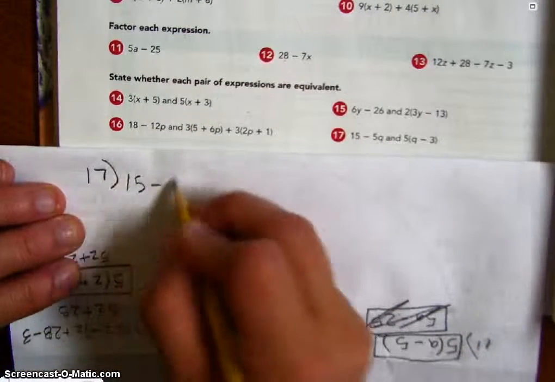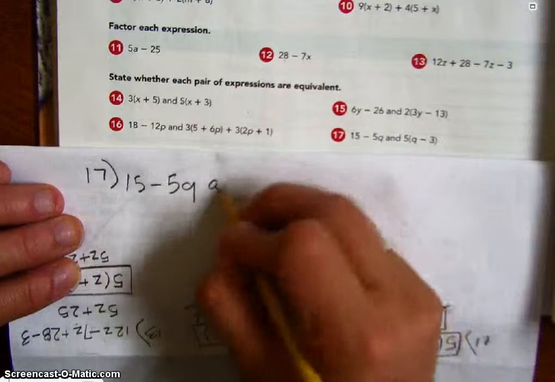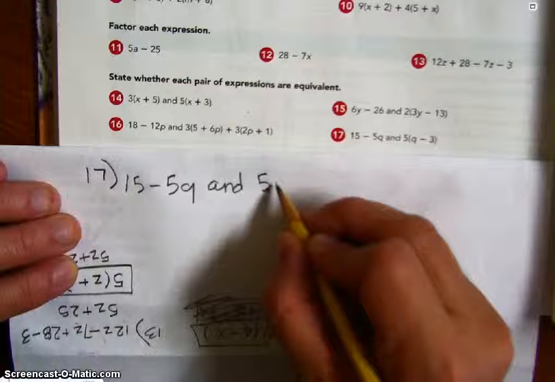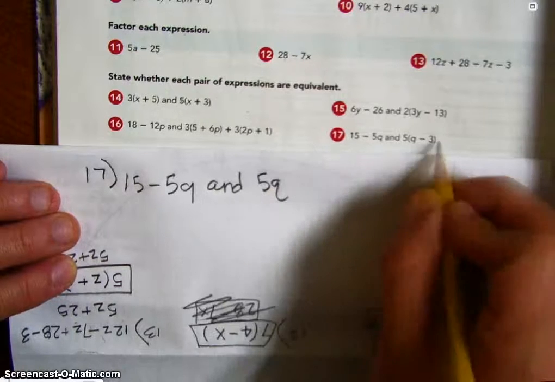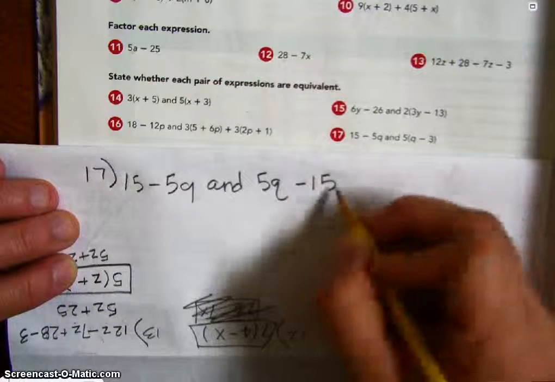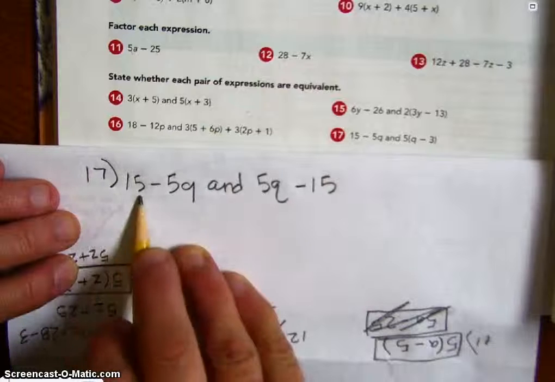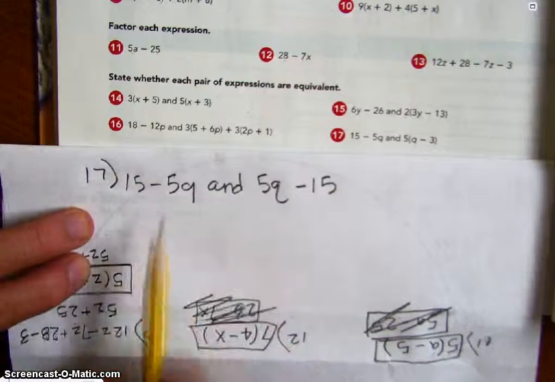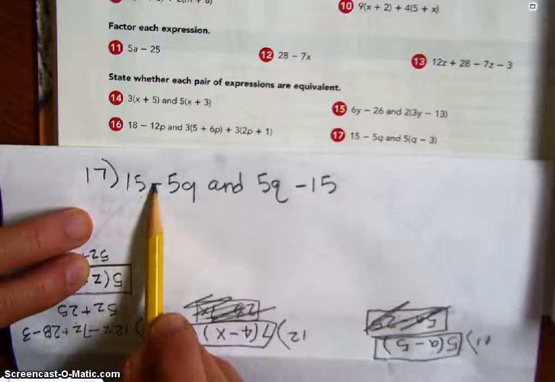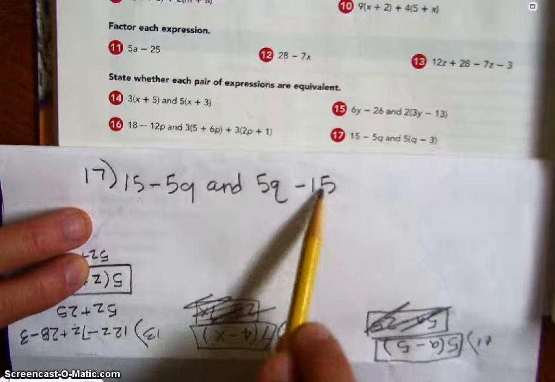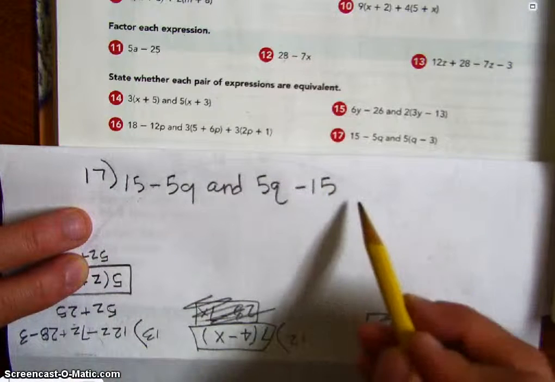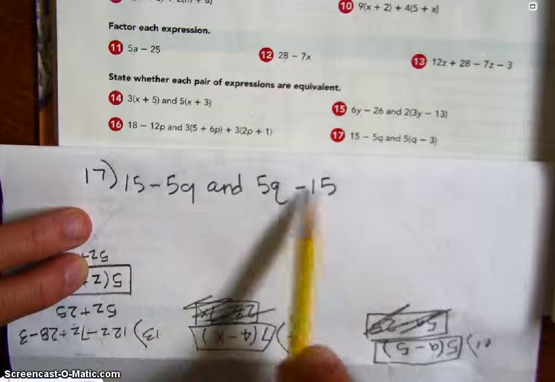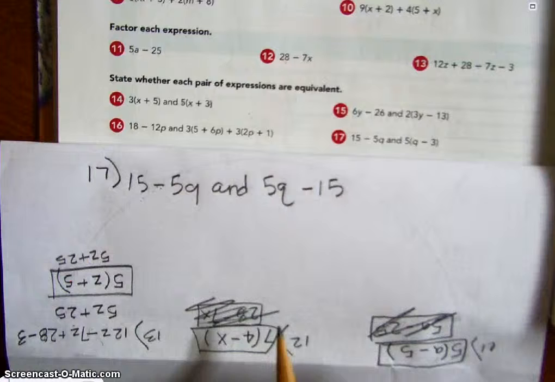Number 17, folding my paper here, we'll do the same thing. 15 take away 5q, and 5 times q is 5q, 5 times 3 is 15. Those actually are not going to be equivalent because this is takeaway. If they were multiplication or addition, you can switch those around because 8 plus 5 is the same as 5 plus 8. But 8 take away 5 isn't the same as 5 take away 8. So if it's takeaway, we can't switch those around.